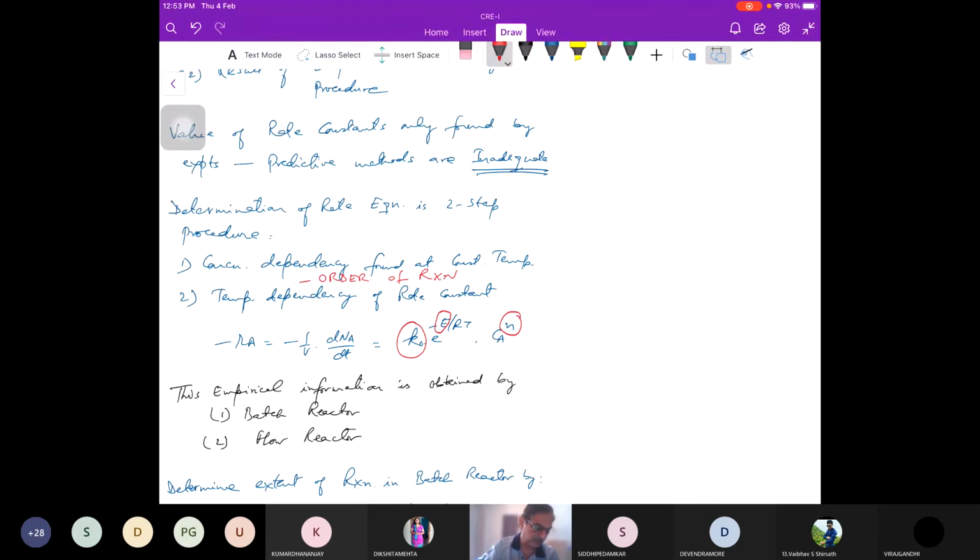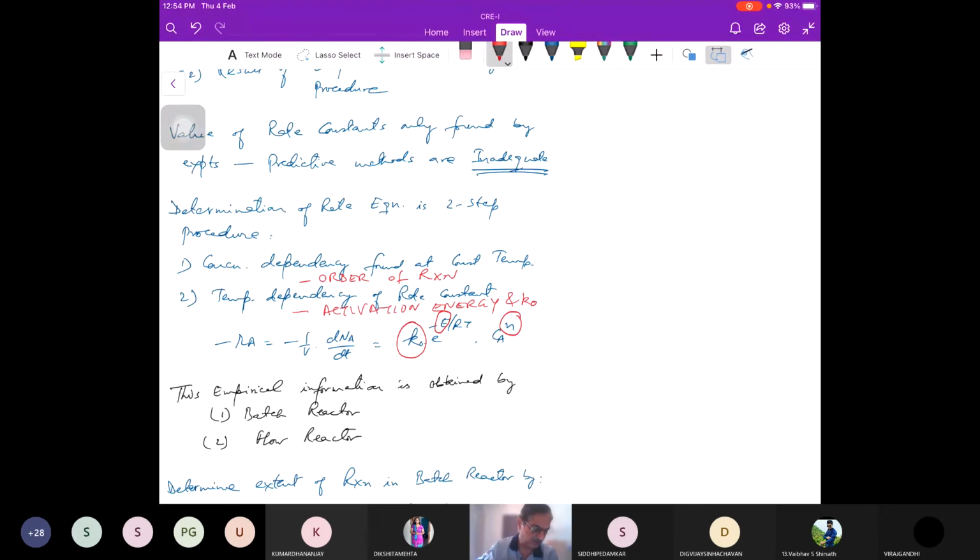Right? And how does temperature dependency come in? How do you get the temperature dependency of the rate constant or the rate equation? Activation energies, right? K naught and activation energy. K naught is a constant, but that also has to be determined.